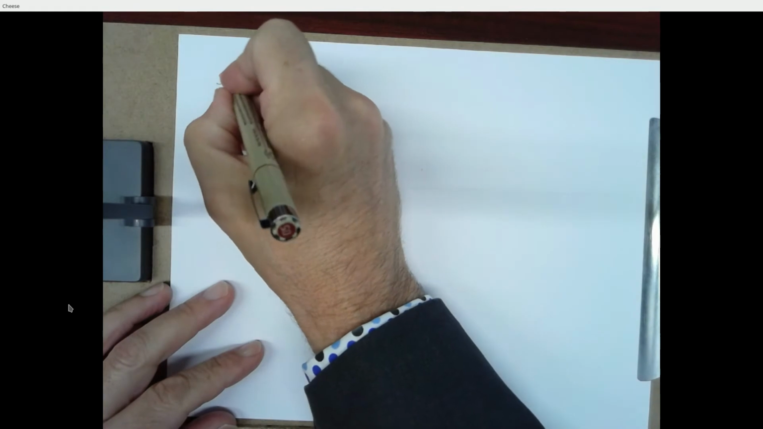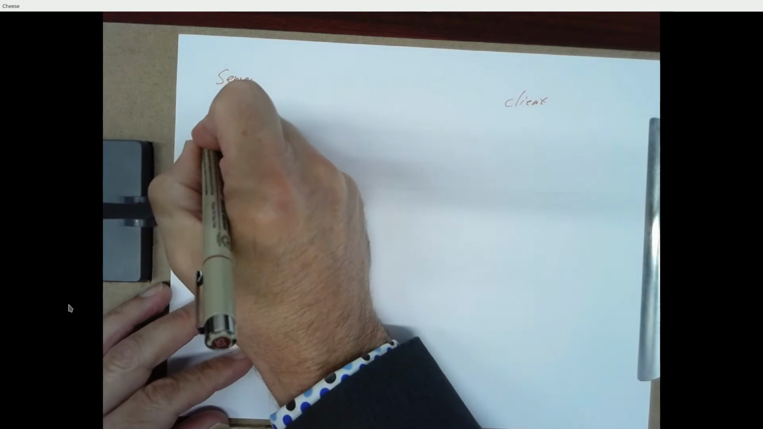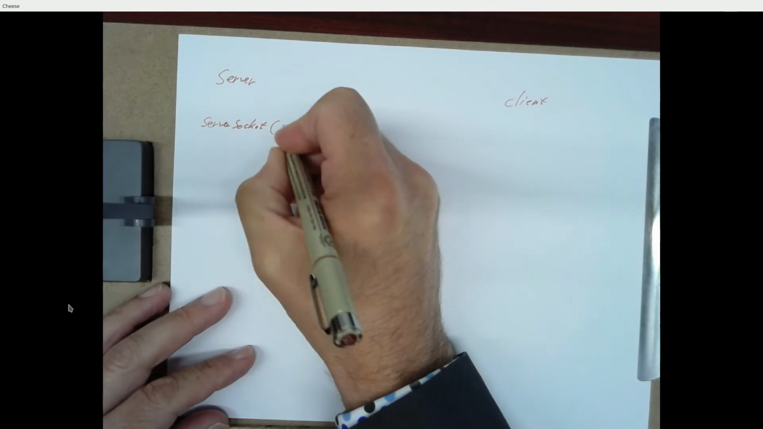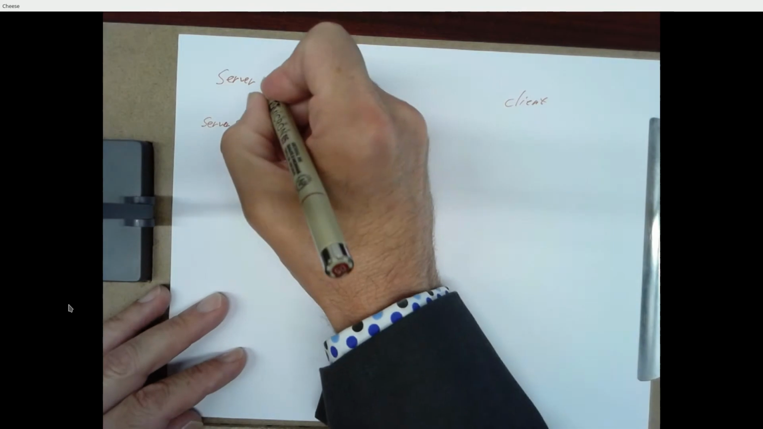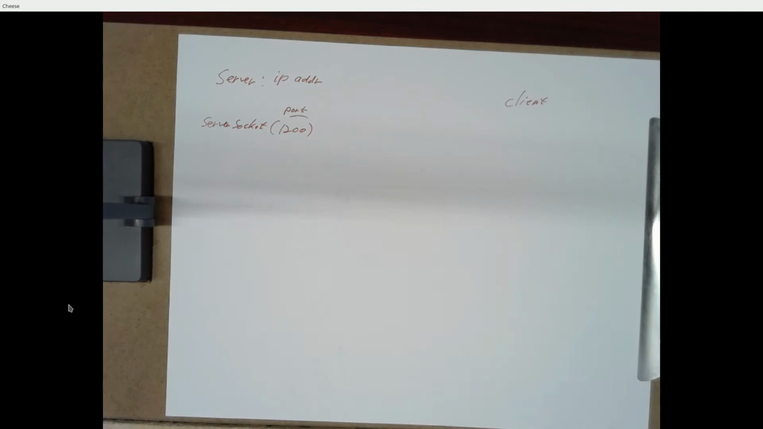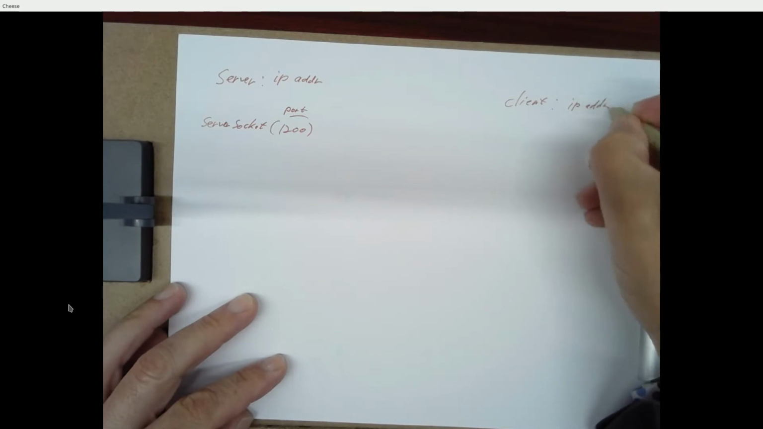Yeah, yeah. So here's the server. We'll put the server on the left today. Here's the client. So you make a server socket, and you give it a port number. And the server has its own IP address, right? That's a function of the machine itself. The server socket has a port number that's an artifact of the socket that you're creating. The client has an IP address, but that doesn't really come into play.